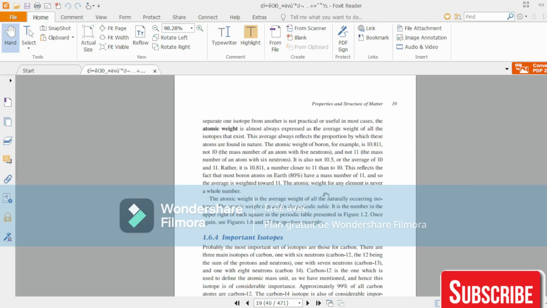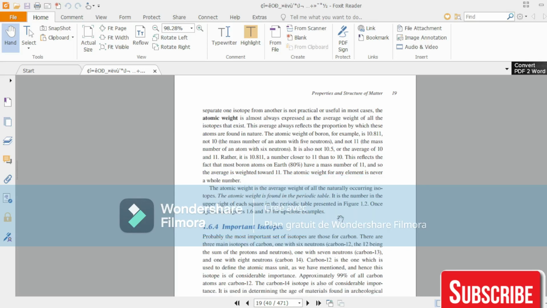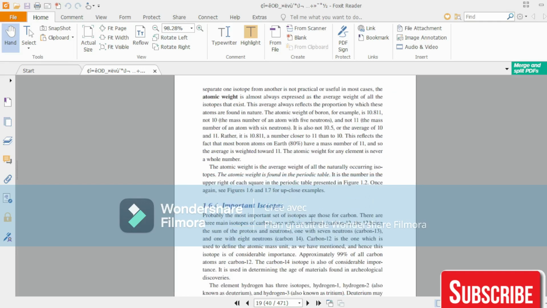The atomic weight for any element is never a whole number. The atomic weight is the average weight of all the naturally occurring isotopes. The atomic weight is found in the periodic table. It is the number in the upper right of each square in the periodic table presented in figure 1.2. Once again, see figures 1.6 and 1.7 for up close examples.